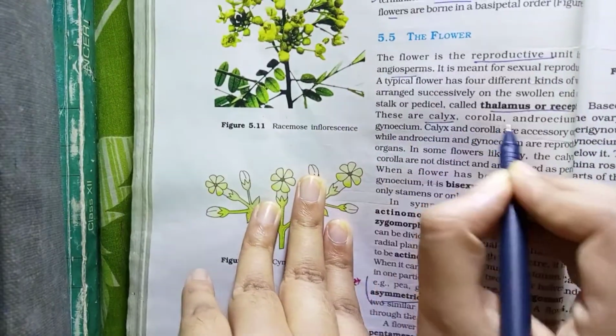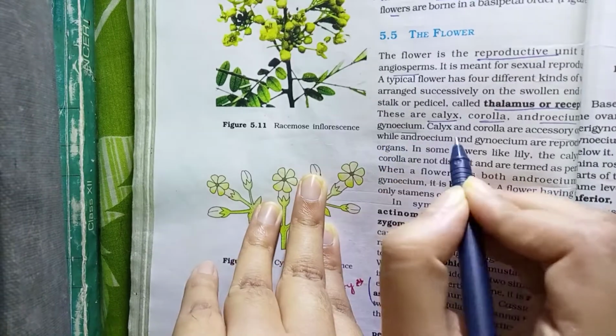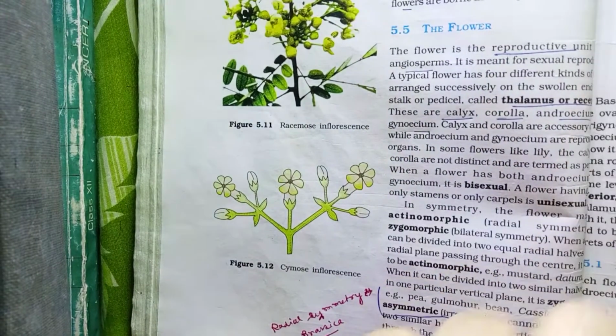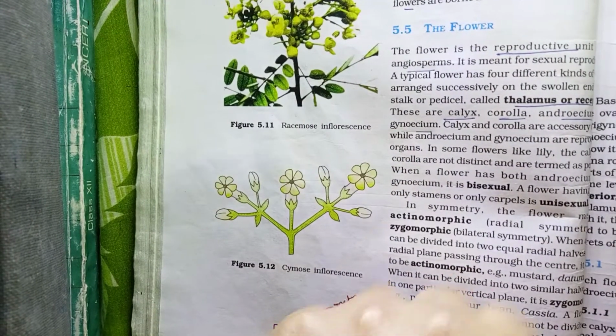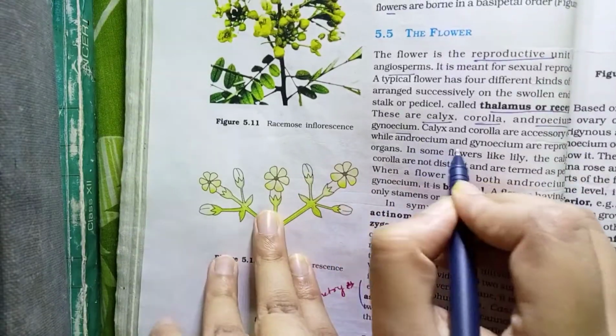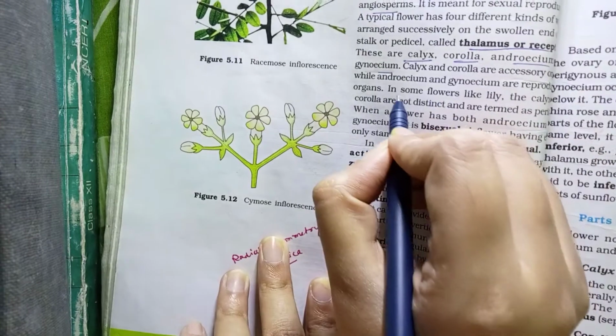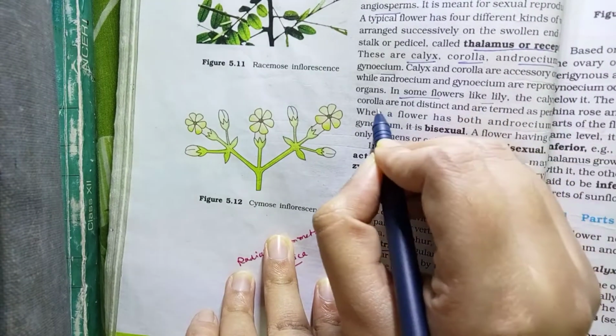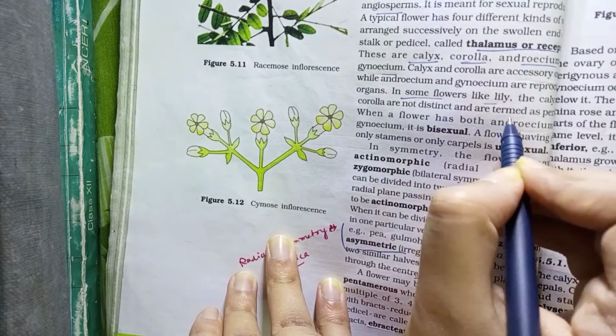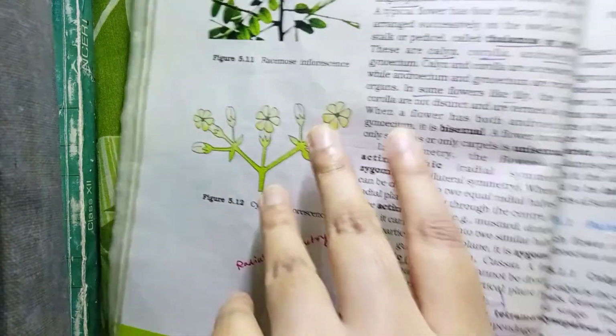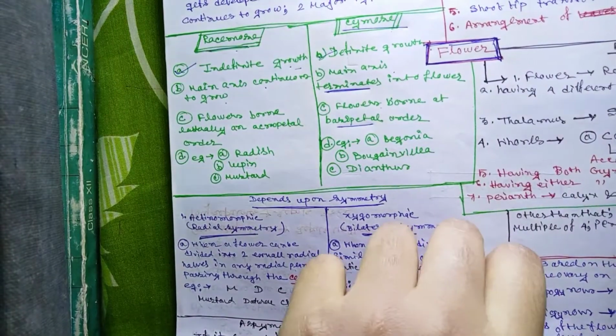These are calyx, corolla, androecium and gynoecium. Calyx and corolla are two accessory organs, while androecium and gynoecium are the reproductive organs. In some flowers like lily, the calyx and corolla are not distinct and are termed as perianth. Now I have jotted down all the key points.